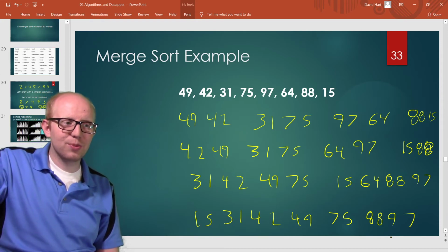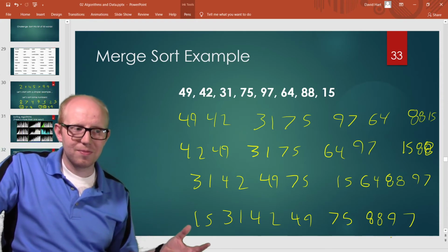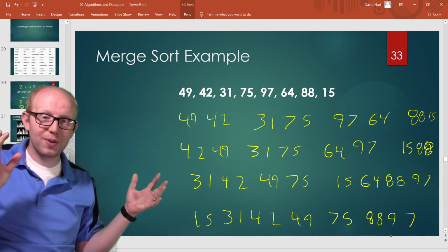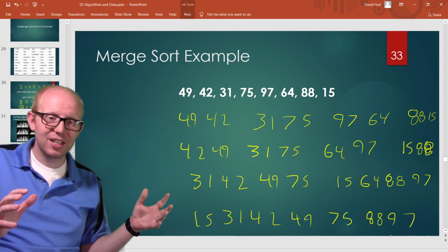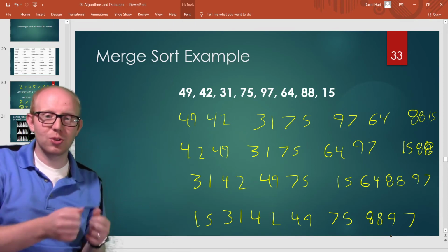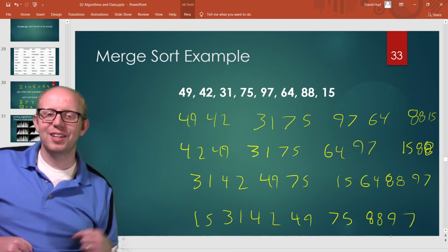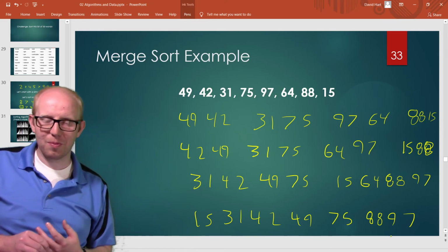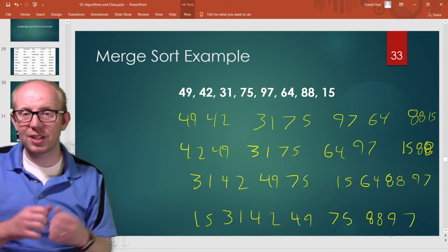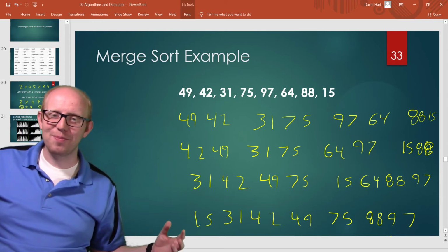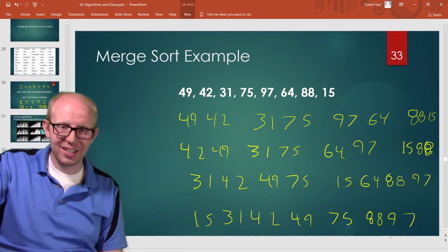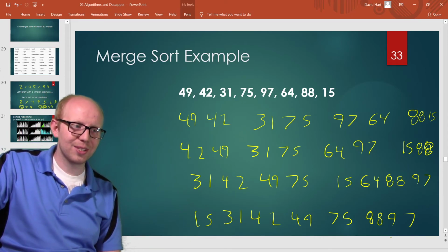So that is what merge sort looks like. I'm going to split it up into multiple lists, sort those smaller lists, and then merge those lists together. Again, you could have done this probably pretty quickly without merge sort. But again, the process itself is something that's important for getting much, much larger lists organized.